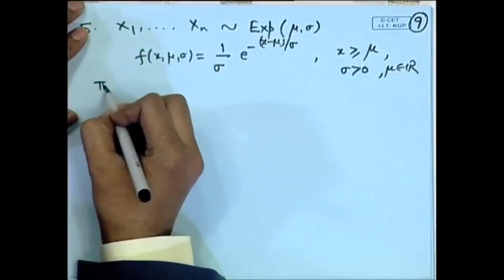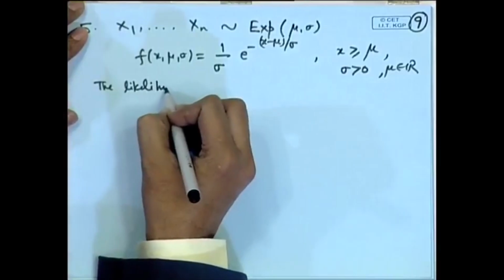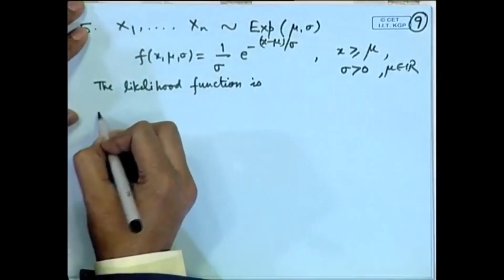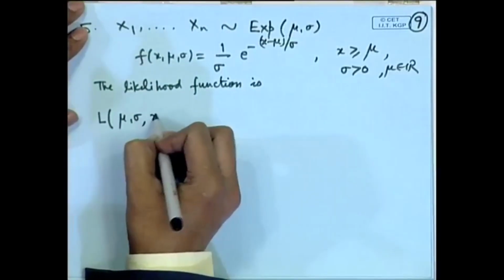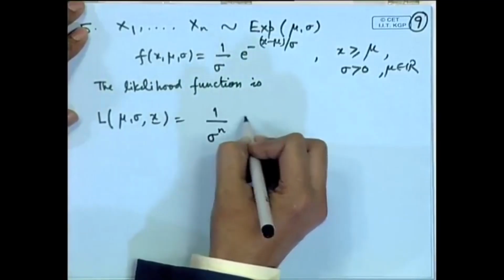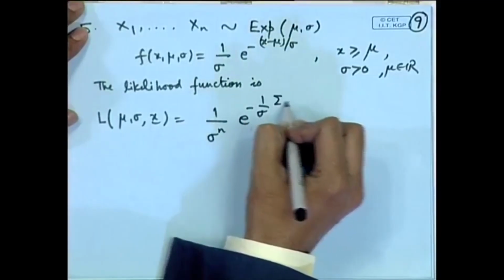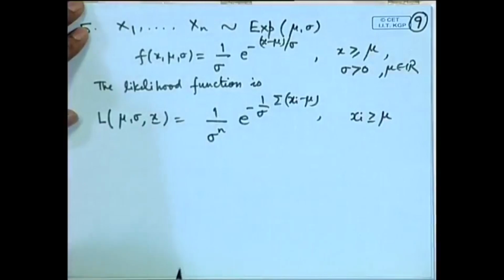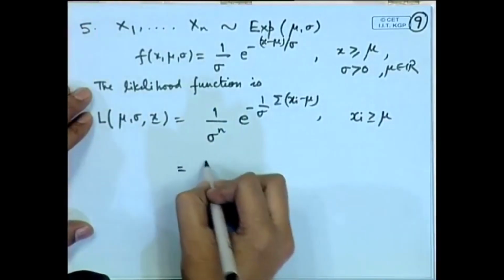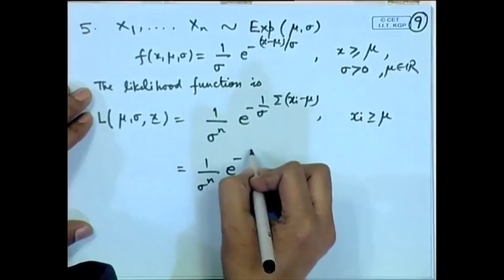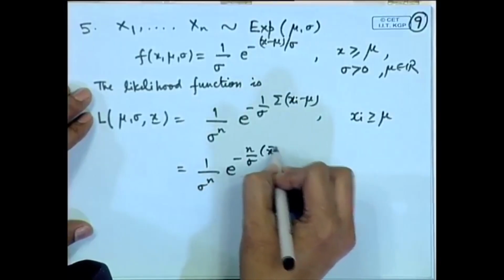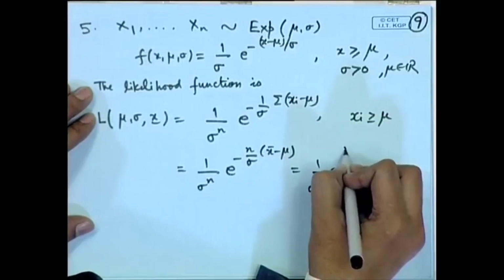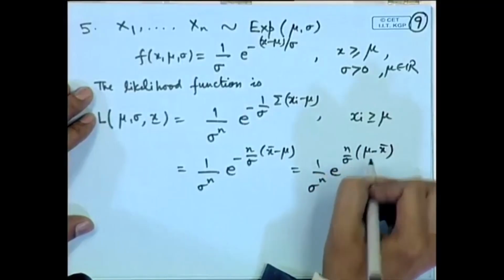The likelihood function will be 1 by sigma to the power n e to the power minus 1 by sigma sigma x i minus mu, each x i is greater than or equal to mu, which we can write as 1 by sigma to the power n e to the power minus n by sigma x bar minus mu, or 1 by sigma to the power n e to the power n by sigma mu minus x bar.